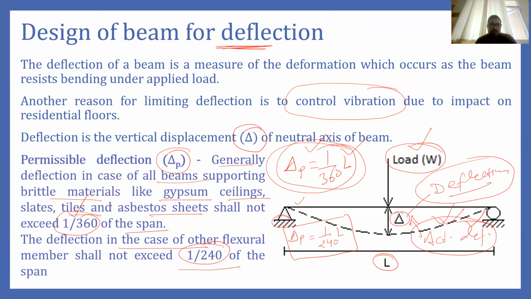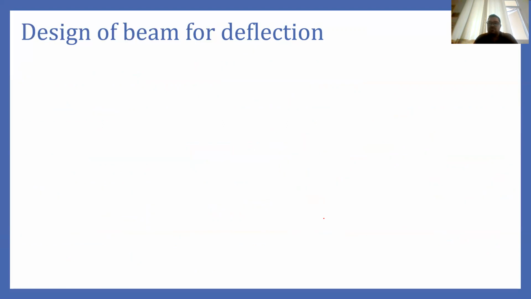But if it is supporting brittle material like gypsum ceilings, where if deflection is high, they may crack or break, then to avoid that we have a lower limit of permissible deflection. But if it is supporting normal load, it is 1/240 times L. Now in the next slide, we will try to understand how we find out actual deflection.